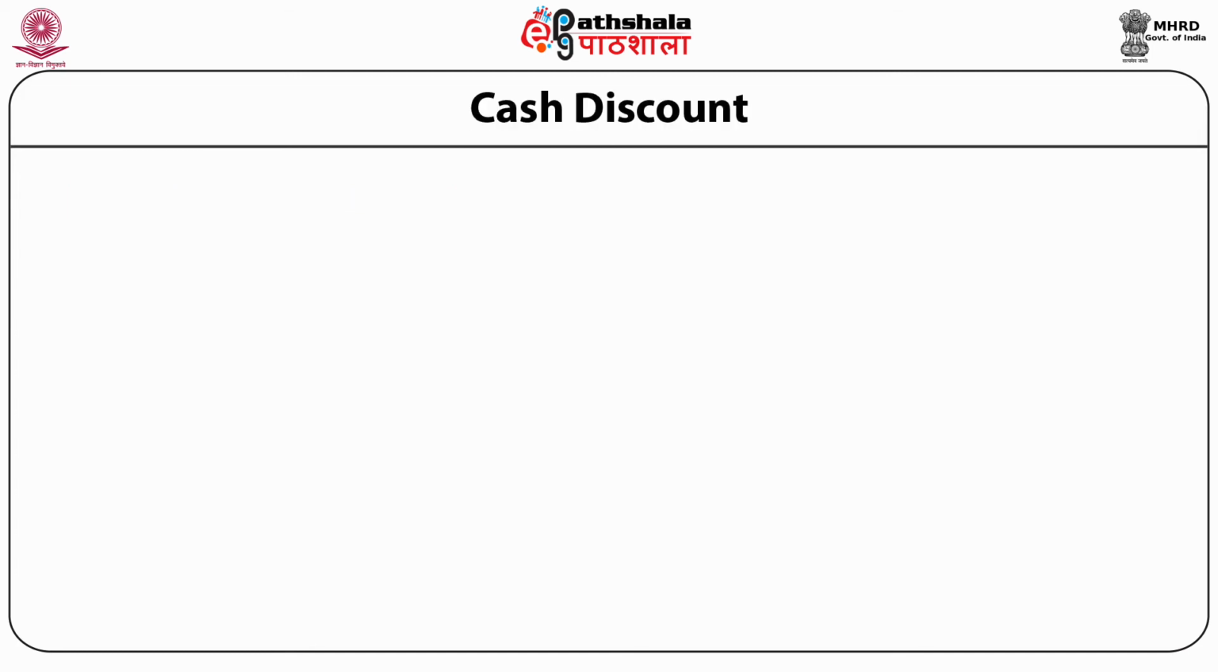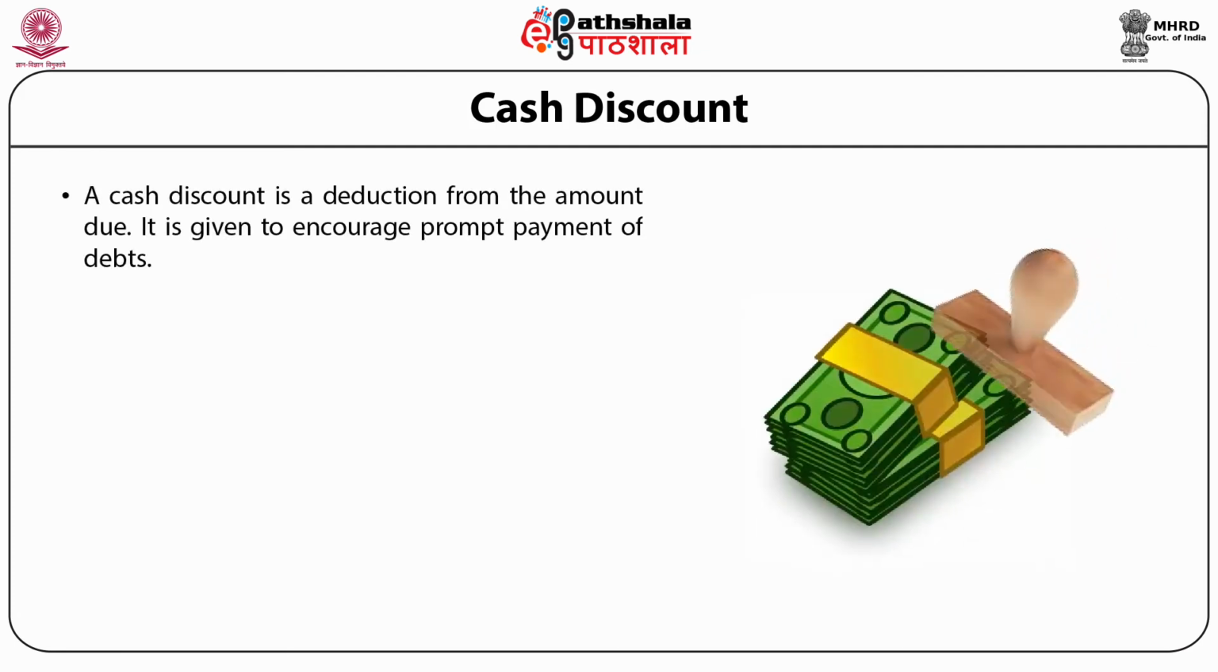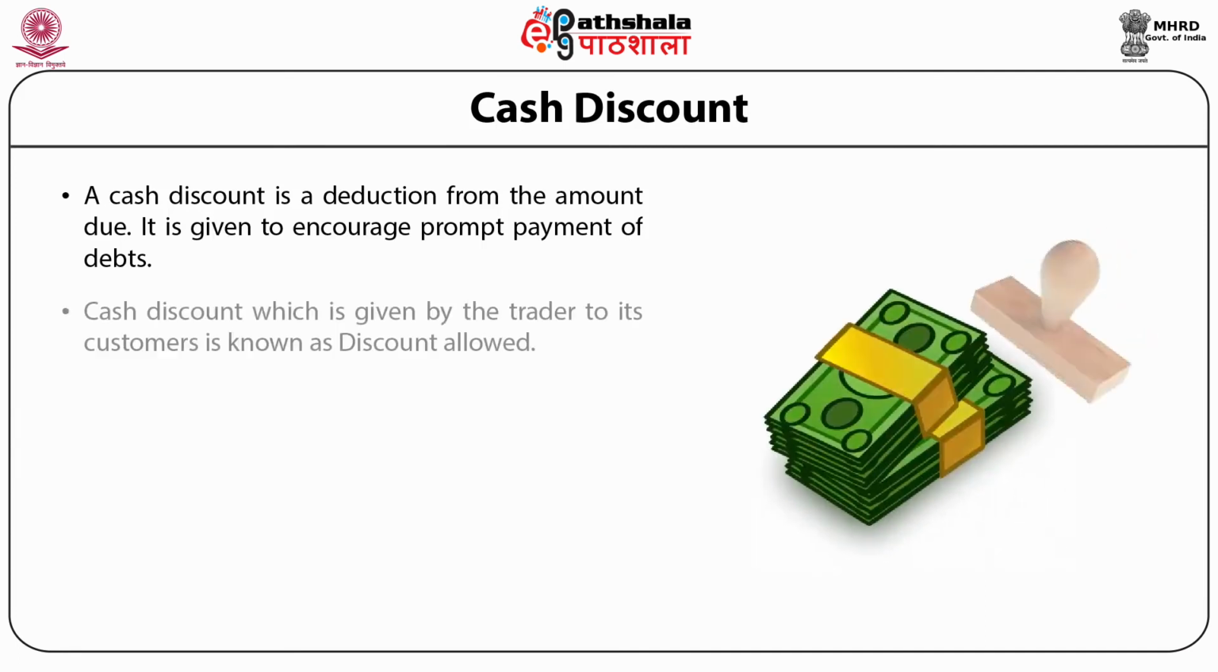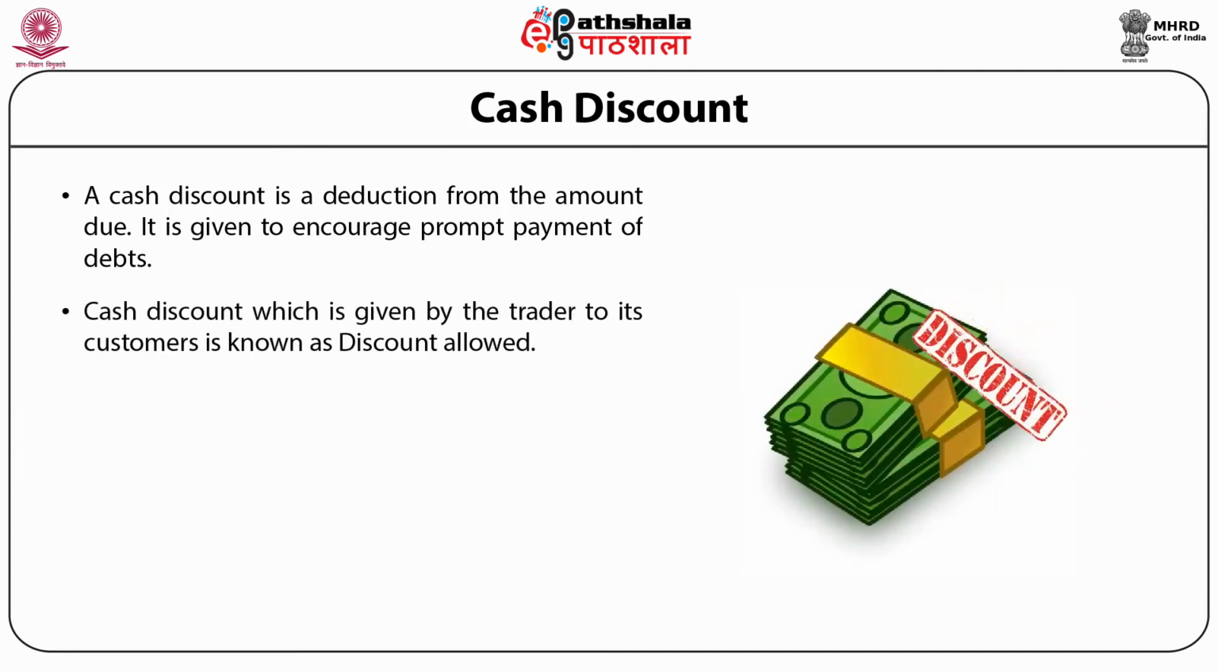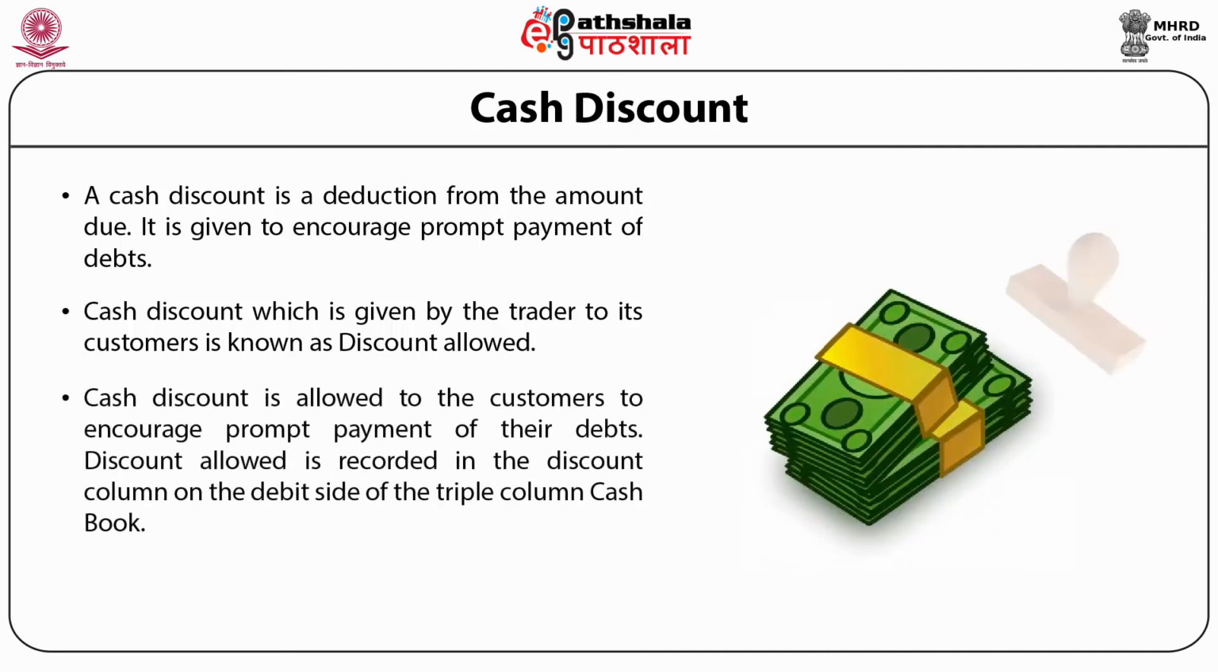Cash discount. A cash discount is a deduction from the amount due. It is given to encourage prompt payment of debts. Cash discount, which is given by the trader to its customers, is known as discount allowed. Cash discount is allowed to the customers to encourage prompt payment of their debts. Discount allowed is recorded in the discount column on the debit side of the triple column cash book and posted individually to the credit side of the debtor's account to which they relate.